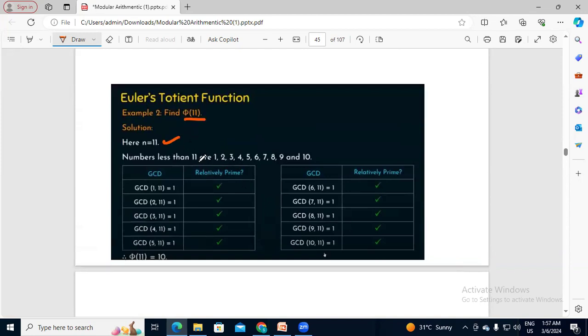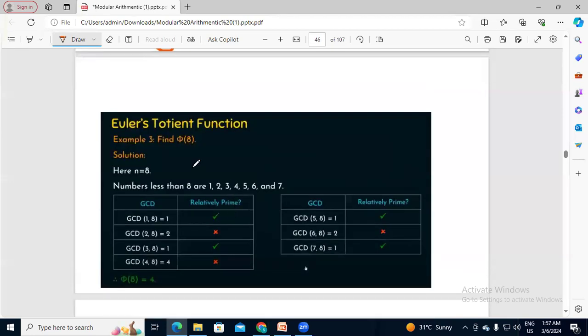In a similar way, if I ask you to find the totient of 11, here n will be 11, and the last number will be 10. So you need to start with 1 and 11, 2 and 11, 3 and 11, 4 and 11, 5 and 11, 6 and 11, 7 and 11, 8 and 11, 9 and 11, 10 and 11, and check how many numbers are co-prime with the given number. How many such numbers are there? So in total we have 10 numbers which are relatively prime to 11. So that is our totient of 11.